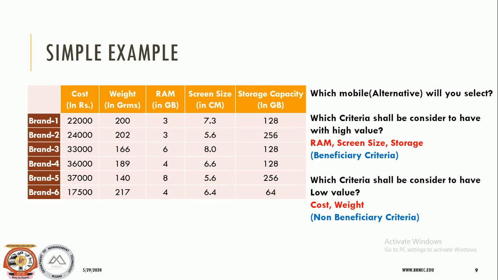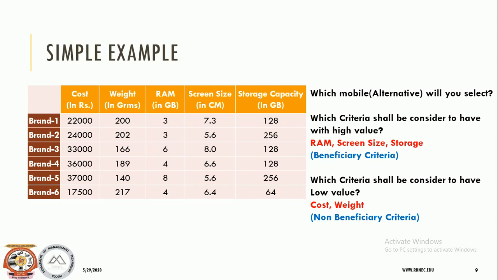So these will be the values where higher is better. Once RAM is higher, then it is better. Screen size is higher, then it is better. Storage is higher, then it is better. So this will be treated as a beneficial criterion. Whenever we freeze the criteria of respective alternatives, we need to consider that the criteria should fall into one of the two categories.